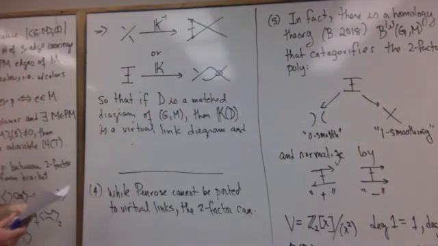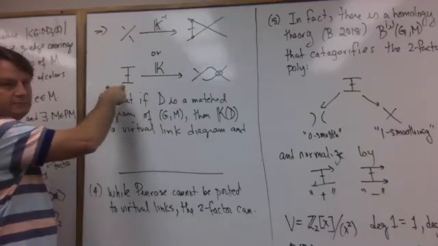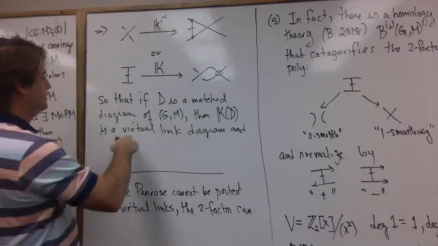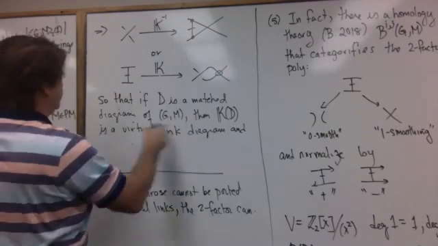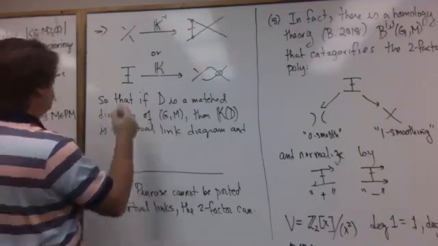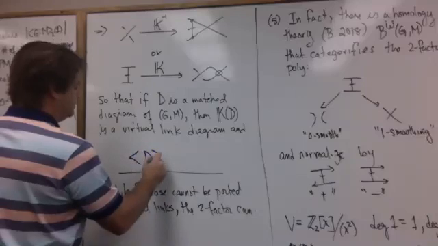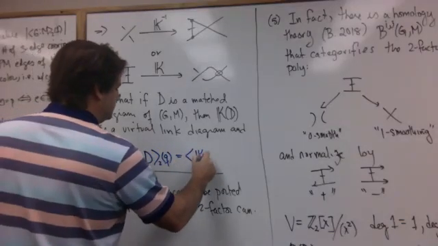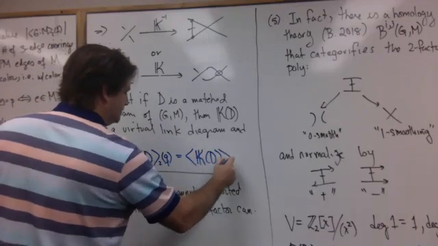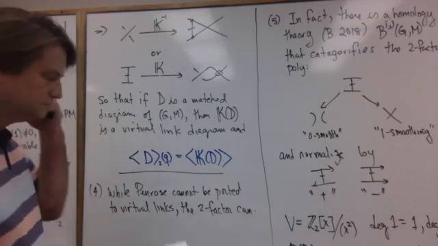And if you do that, then if D is a matched diagram, i.e. something that's made out of things that look like this, of your graph with your perfect matching, then K of it is a virtual link diagram. And of course, as I just showed you down here, D of Q is identically the Kauffman bracket of Q.